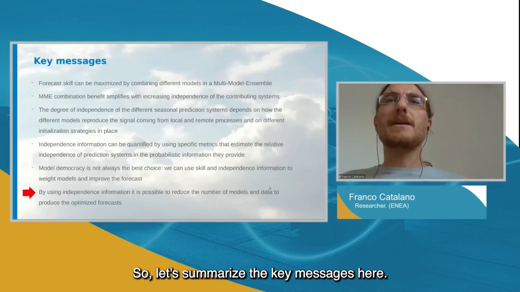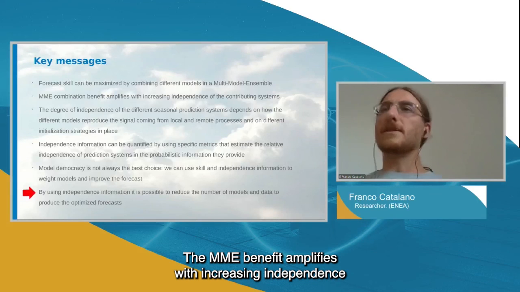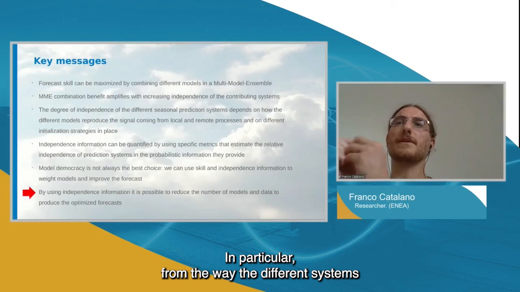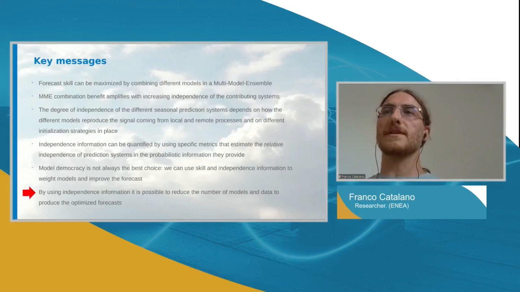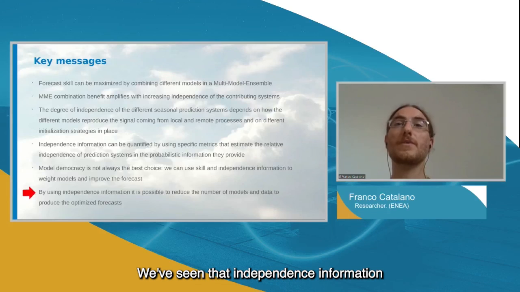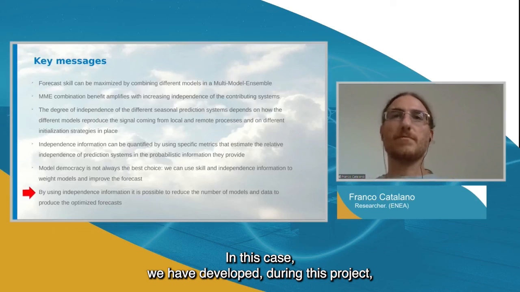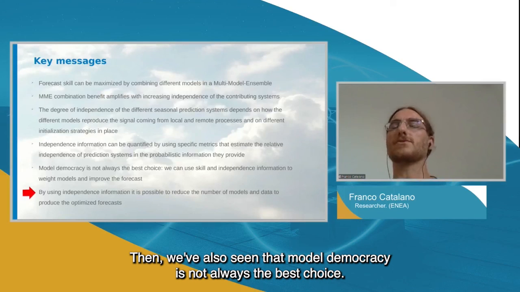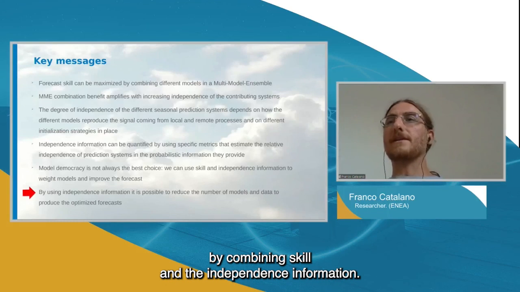So let's summarize the key messages here. We are seeing that forecast skill can be maximized by combining models in the MME. The MME benefit amplifies with increased independence of the contributing systems. We have also seen where the independence comes from, in particular from the way the different systems reproduce the signal coming from local and remote processes and the different initialization strategies. We have seen that independence information can be quantified by using a specific metric. In this case, we have developed during this project the Brier score covariance metric. Then we also saw that model democracy is not always the best choice. So by using weights, we can improve the forecast skill by combining skill and independence information.